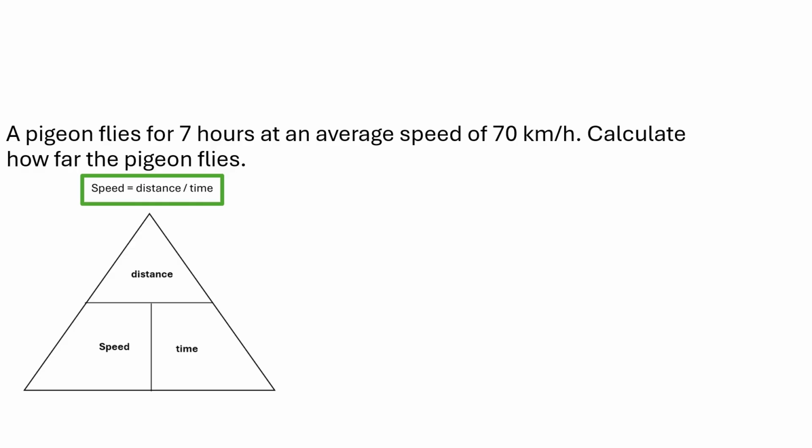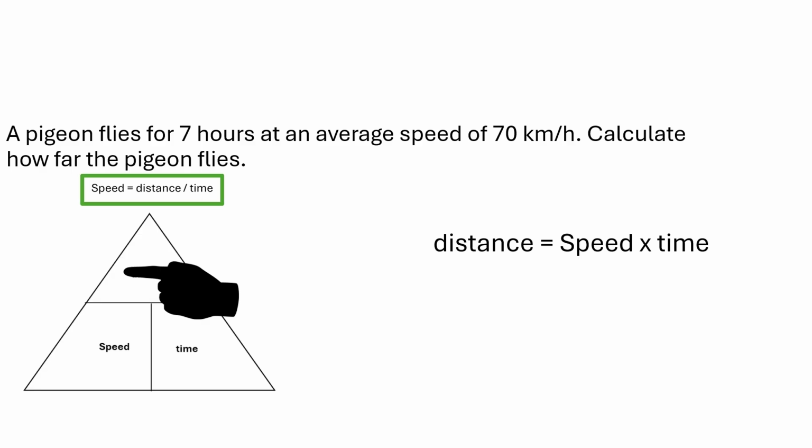Cover distance with your finger. What is left? Speed and time. Can you predict what we'll do with speed and time? What line connects them? It's the multiplication line, meaning that we multiply speed by time. Distance equals speed times time. Distance is equal to 70 times 7. Distance equals 490 kilometers.